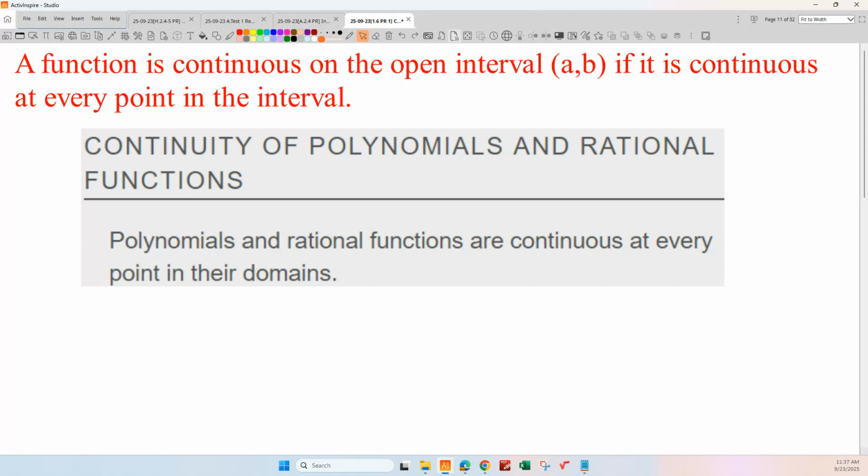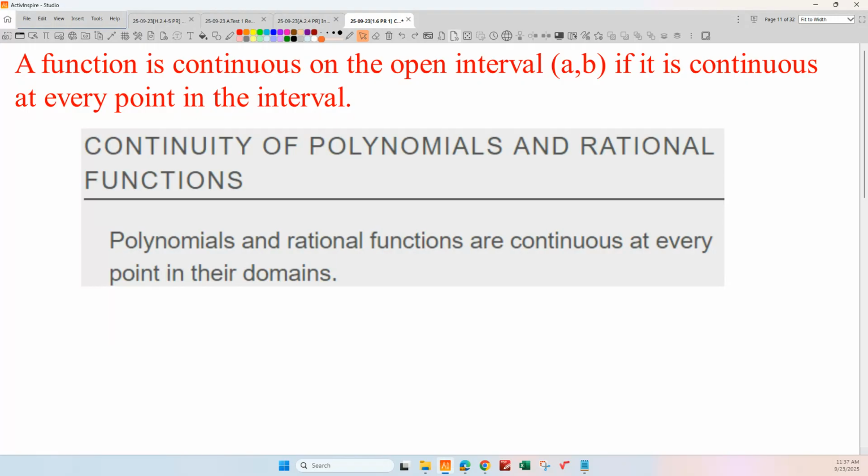So what do we know? Well, polynomials, as we mentioned, are continuous on any interval. What about rational functions? Rational functions are polynomials divided by polynomials. Polynomials are well behaved, but where could a rational function have problems?